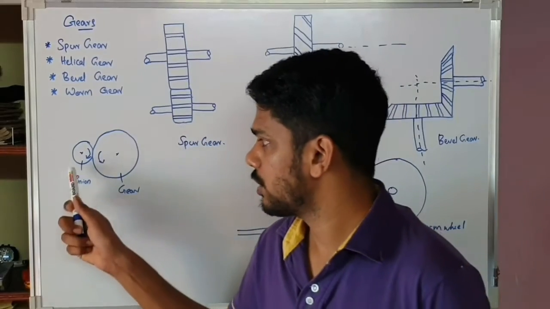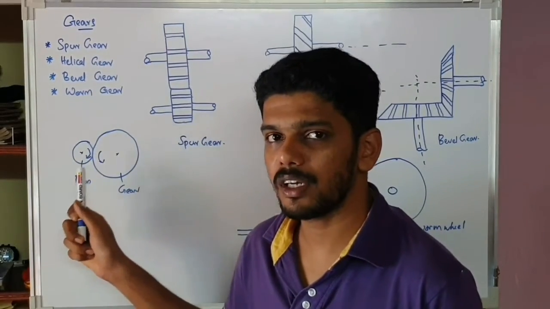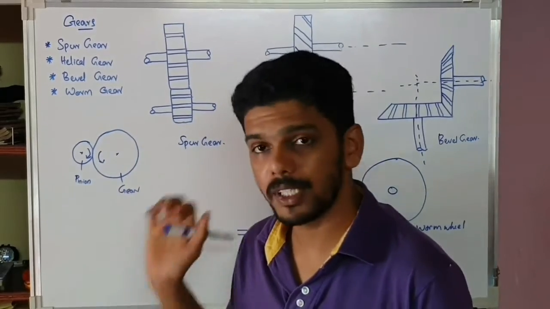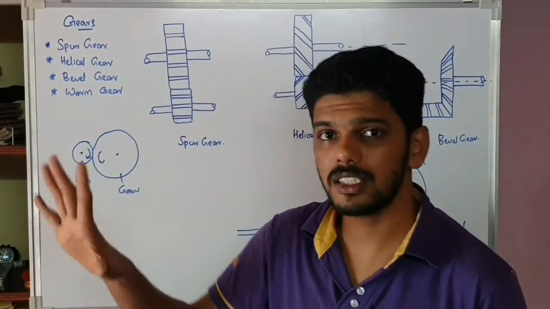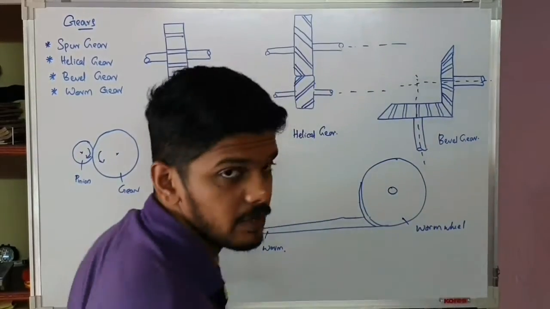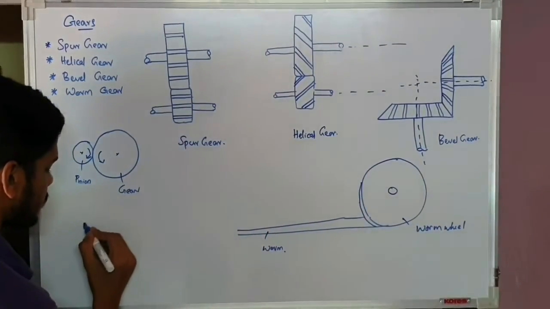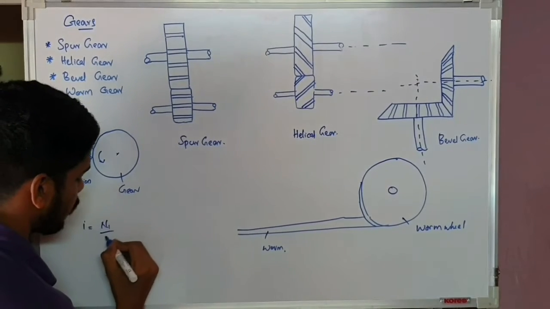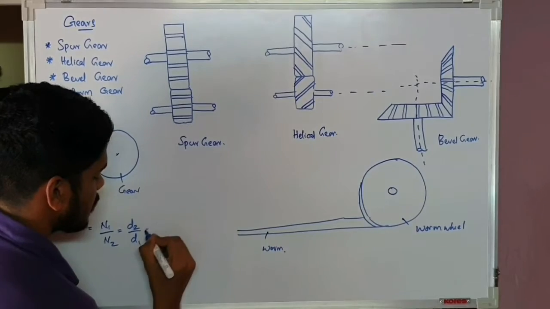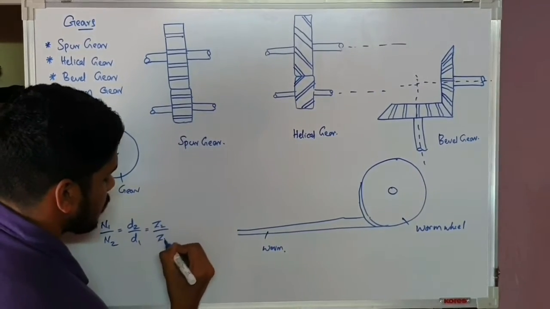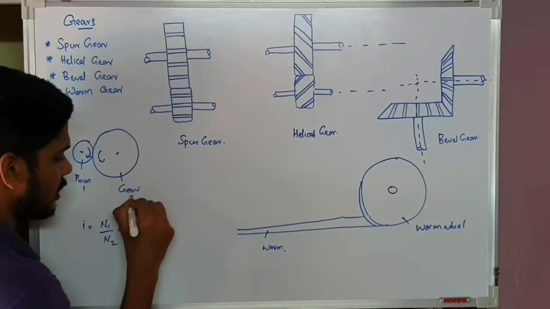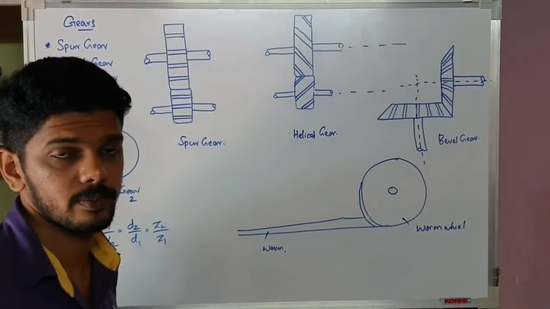Basically, you have to know that in any gear assembly, one will be the pinion and one will be the gear. So this is basic design knowledge you have to know, and the basic gear equation. What is the basic gear equation? The gear pair equation: i = N1/N2 = D2/D1 = Z2/Z1, if the pinion is 1 and the gear is 2.